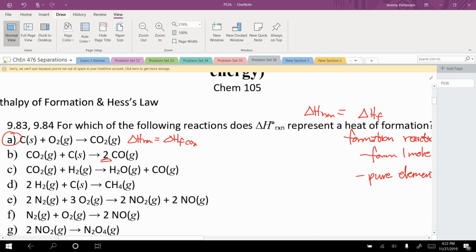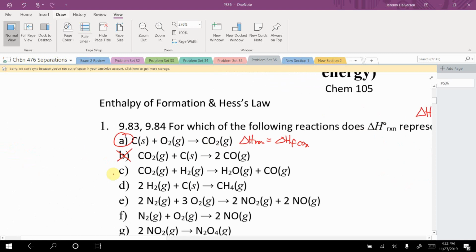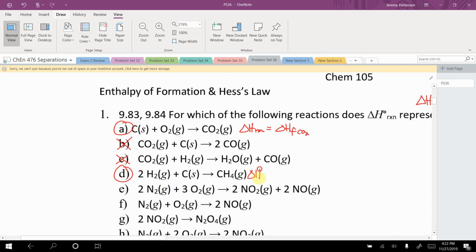All right, B forms 2 moles. Automatically not a formation reaction, because a formation reaction only forms 1 mole. Plus, it forms it not from elements in their standard state. Here's an element in its standard state, but this is a compound, so this is not a formation reaction. Here we're forming multiple compounds, not a formation reaction. Here we form 1 mole from elements in their standard state, so that is a formation reaction.